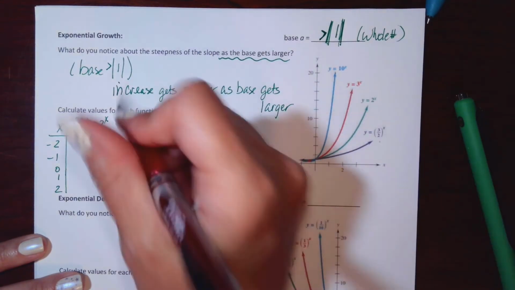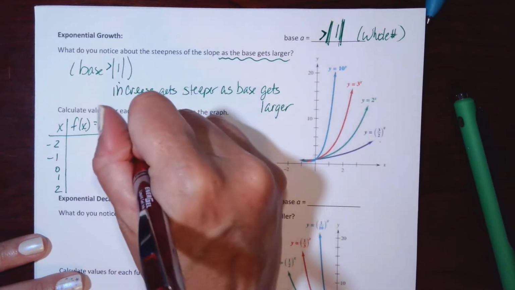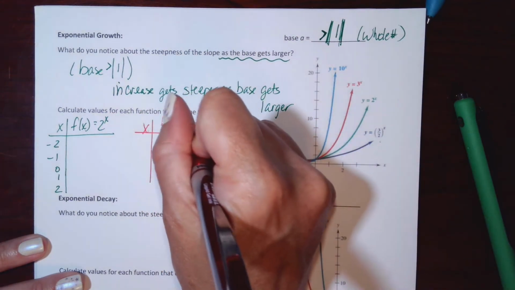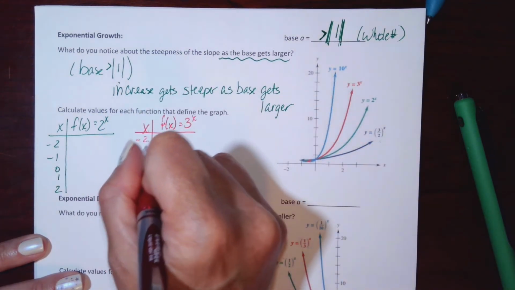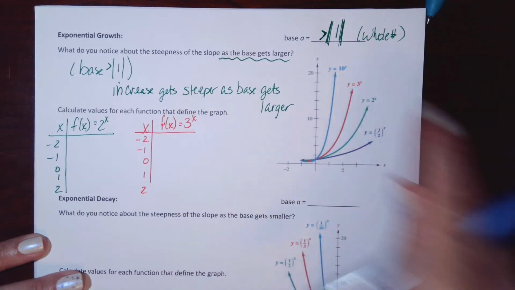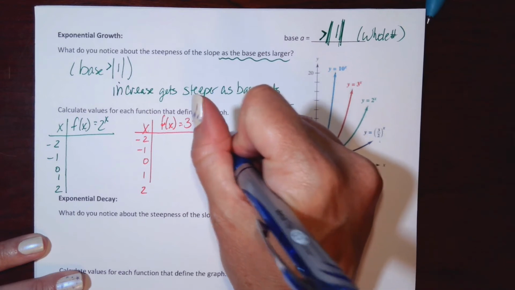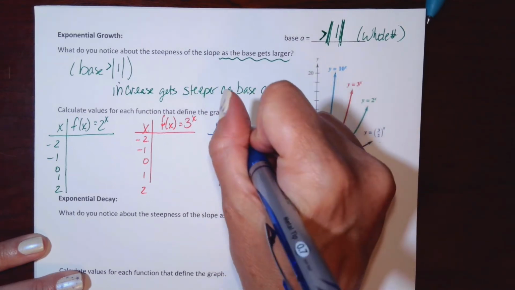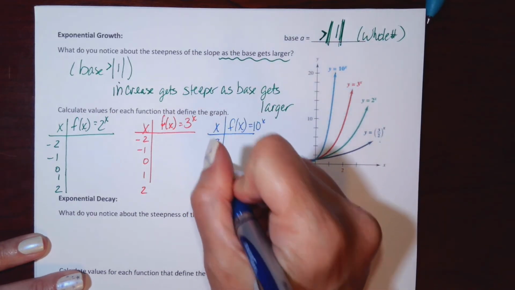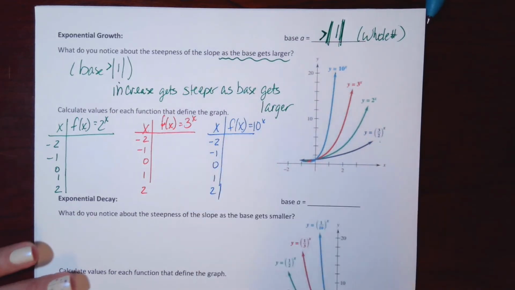I'm going to color code. We've got values of x when f of x or y equals 3 to the x in red. We're still doing those 5 basic values. And then finally, when our base is 10, we've got values of x when our base is 10 and our exponent is x. Same 5 basic values.